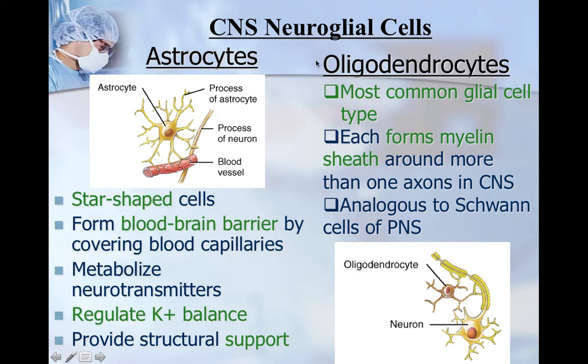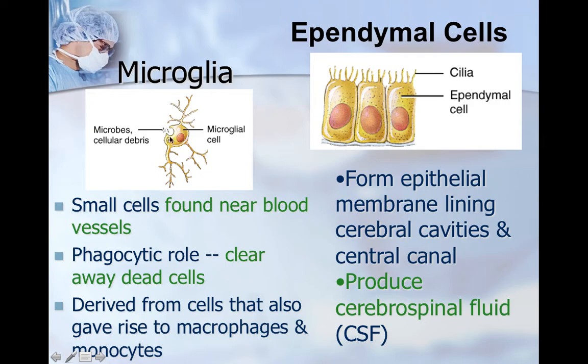Now, the second type of neuroglial cell we're going to discuss is the oligodendrocyte. Oligodendrocytes are the most common glial cell type. Most of your neuroglial cells are oligodendrocytes. What these do is they form a myelin sheath around more than one of the axons in the central nervous system. And they're similar, or analogous, to the Schwann cell of the peripheral nervous system. Essential question.